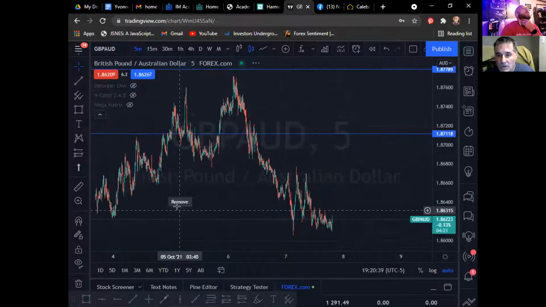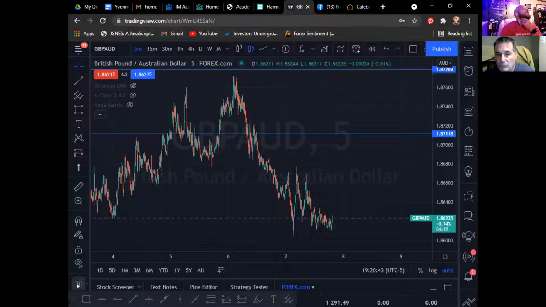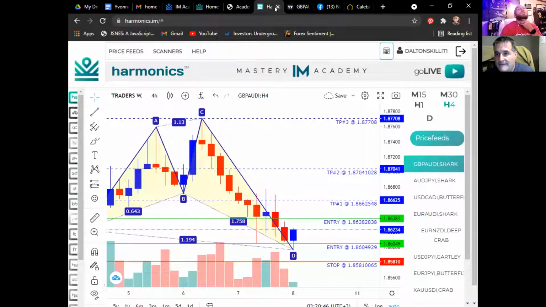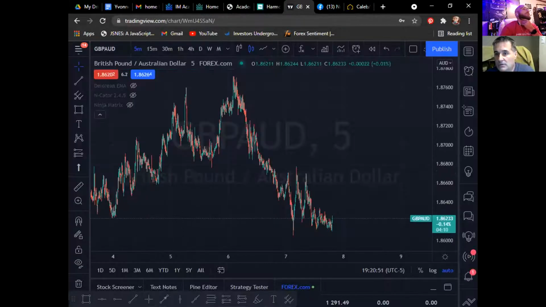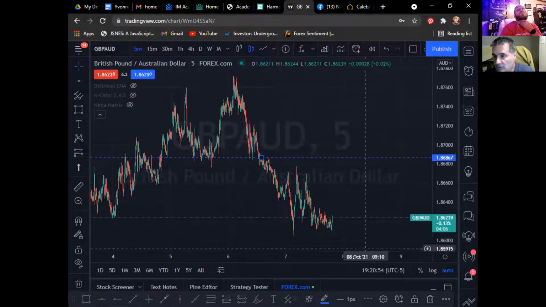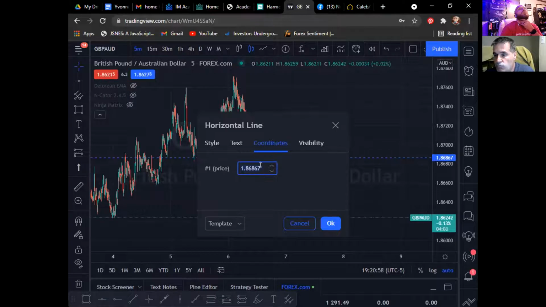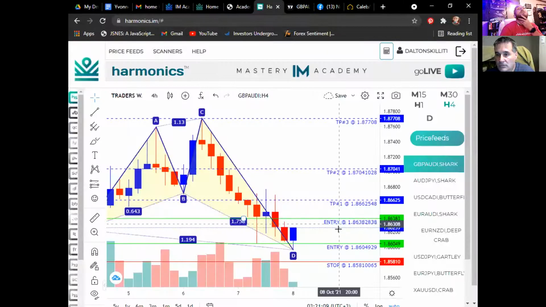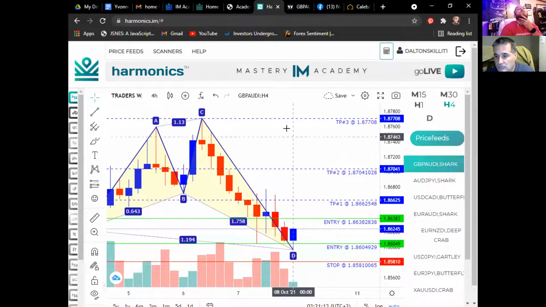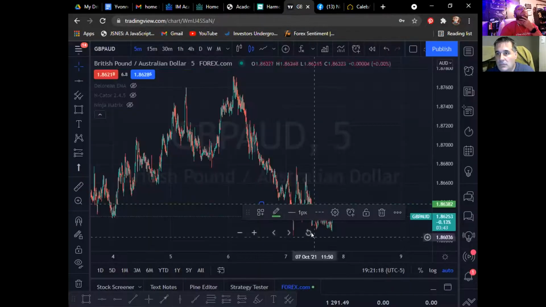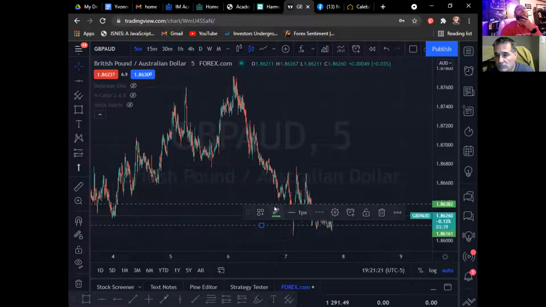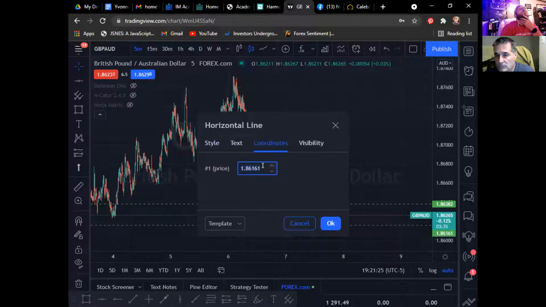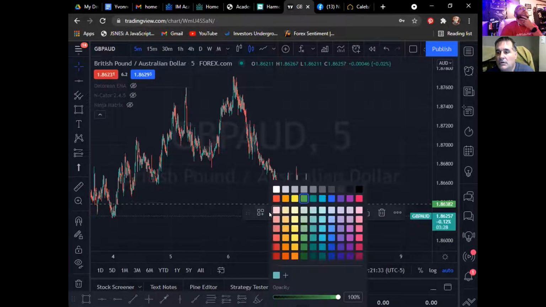I guess I'm going to take the DMI off for right now, although I really like it. Okay, cool. 1.86382. And that is entry, which is green. And then we've got stop at 1.85810. Cool. And that is our stop.